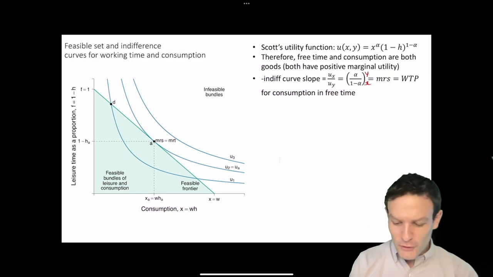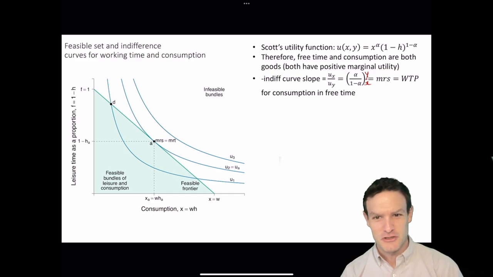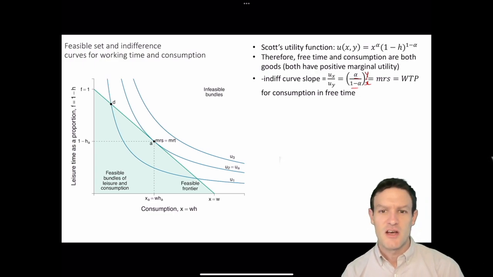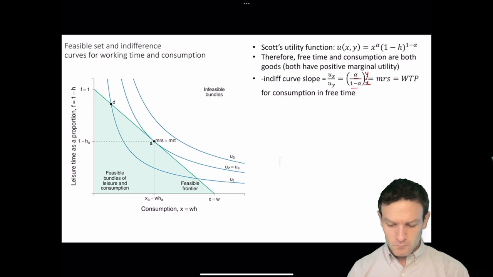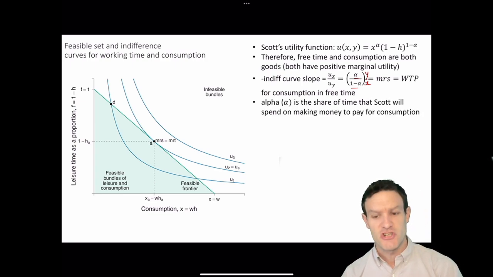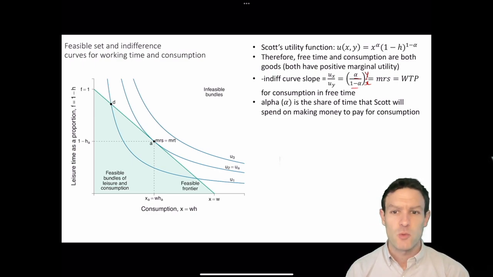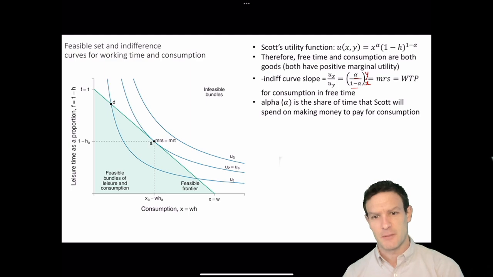Now, we know we have that y over x multiplied there in terms of finding the marginal rate of substitution, but the crucial point here in terms of the alphas and the 1 minus alphas is that those are going to be telling us about the shares of the two goods in our final consumption bundle. Now, alpha is the share of time that Scott will spend on making money to pay for consumption. That's what we're going to see here from our marginal rate of substitution. Alpha, that share, is telling us how much time he's going to spend on working for pay to get consumption.